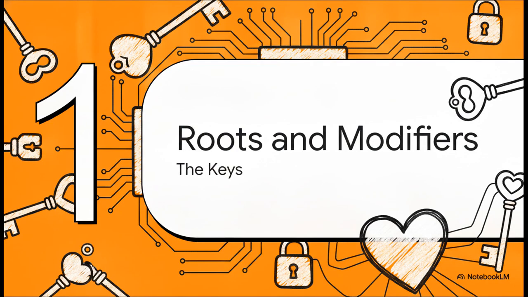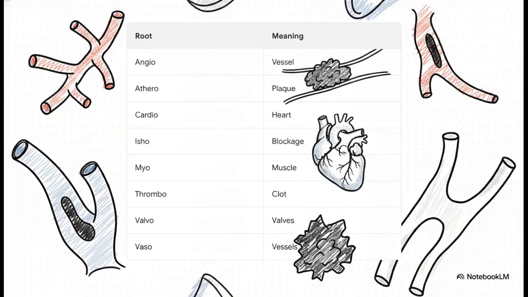All right, let's dive right into Section 1, Basic Roots and Modifiers, the cheese. Think of these as your foundational Lego blocks. Let's run through the essentials. First up, the plumbing. Angio and vaso both mean vessels, while ischo means a blockage, and thrombo is a clot. Next, the pump itself. Cardio is the heart, myo is muscle, and valvo refers to the valves. Finally, we have athro, which points to plaque buildup. Once you internalize these few little root words, you've essentially mastered the core vocabulary for the entire cardiovascular system. It's basically like learning the alphabet before you try to read a book.